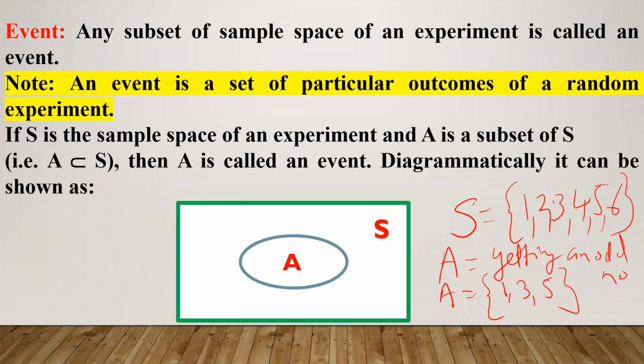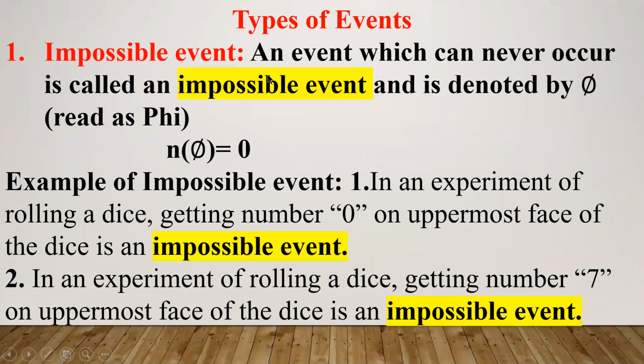I can define many events like that. I may have another event, getting an even number. When I roll a dice, getting an even number can be called an event. Or getting a number less than 4, getting a prime number, or getting a number more than 3. In this way, so many events you can have. So basically, an event is any subset of a sample space.